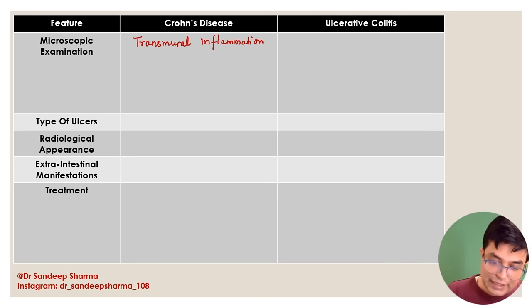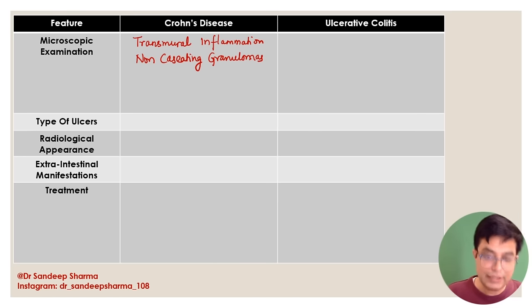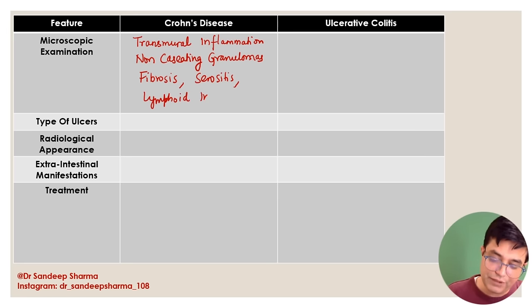Along with that, they will have non-caseating granulomas. That is why one of the names was granulomatous colitis, right? Non-caseating granulomas will be there. Thirdly, there will be extensive fibrosis, serositis, so serosal layer inflammation, and multiple lymph nodes, lymphoid infiltration will be prominently present throughout the gut wall.